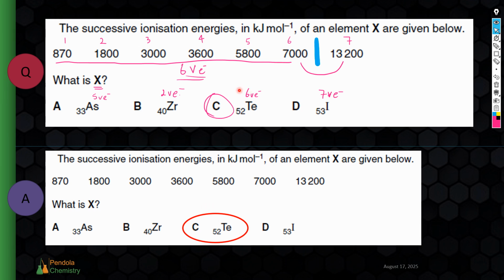So this is just one example of many that we're going to do of past Cambridge questions. This one in particular was for paper 1, but we'll look at different styles of questions.